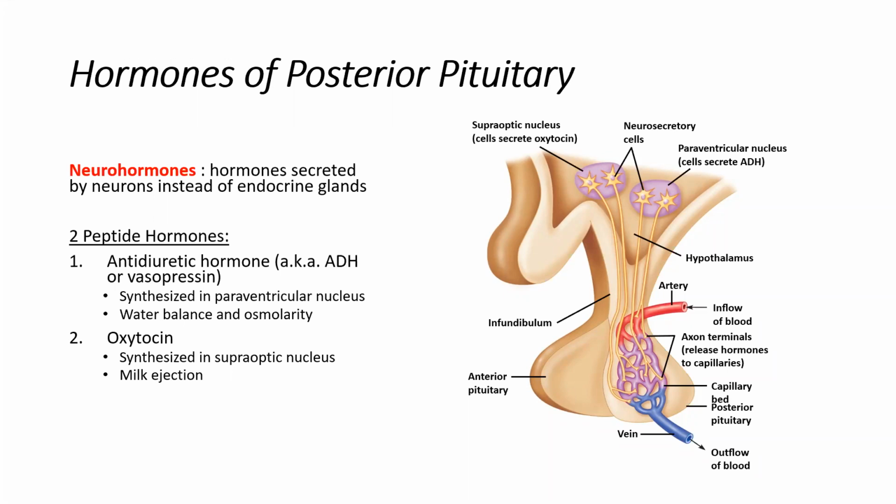Oxytocin, on the other hand, is synthesized in the supraoptic nuclei, and it's going to be important for milk ejection. And we want to distinguish or differentiate milk ejection from milk production. So oxytocin is important for milk letdown after birth, whereas prolactin, which we'll talk about a little bit later on, is important for the production or the synthesis of milk in the breast, in the glands of the breast.